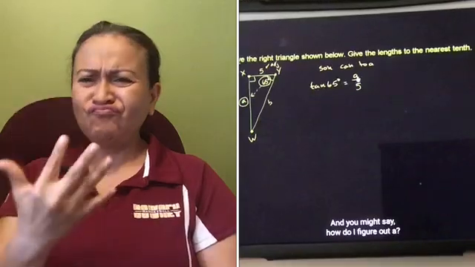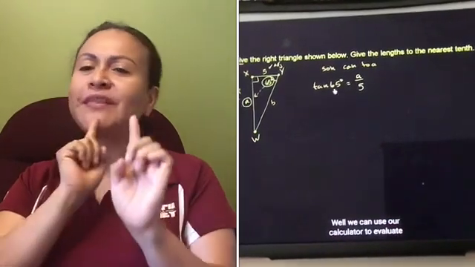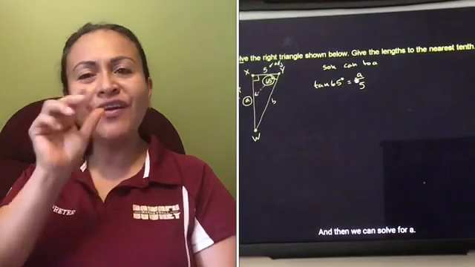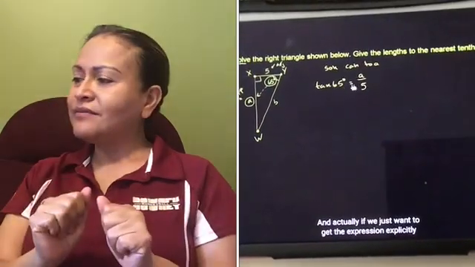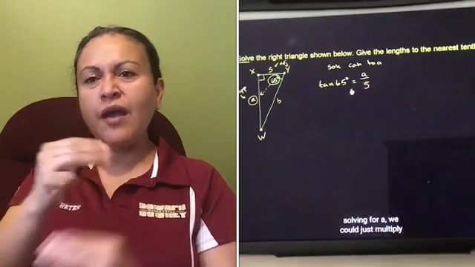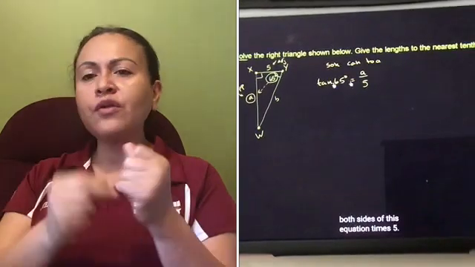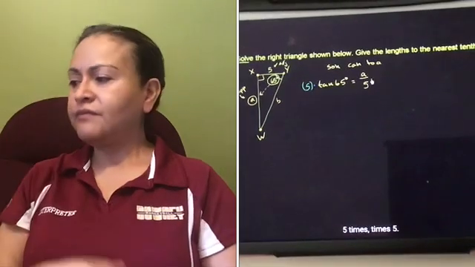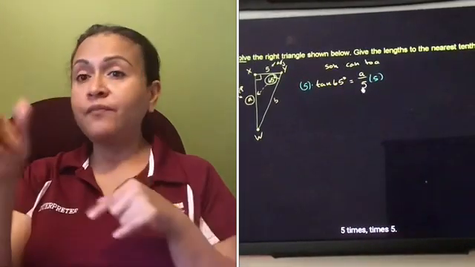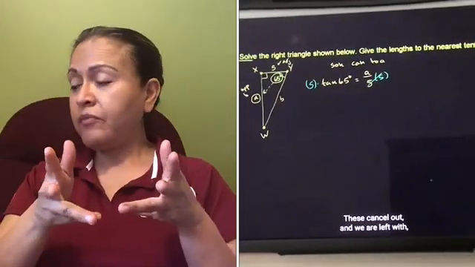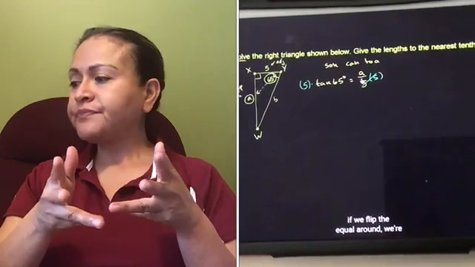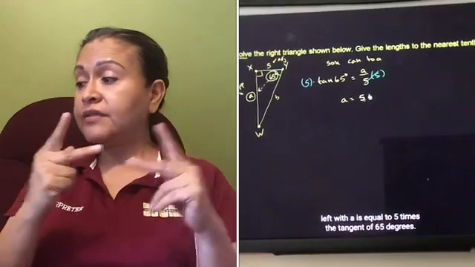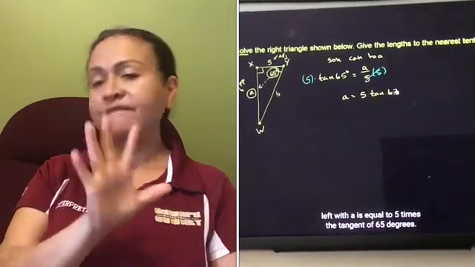Well, we can use our calculator to evaluate what the tangent of 65 degrees is, and then we can solve for A. And if we want to get the expression explicitly solving for A, we can just multiply both sides of this equation times 5. So 5 times 5. These cancel out, and if we flip the equal around, we're left with A is equal to 5 times the tangent of 65 degrees.